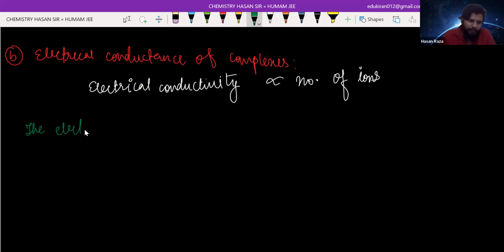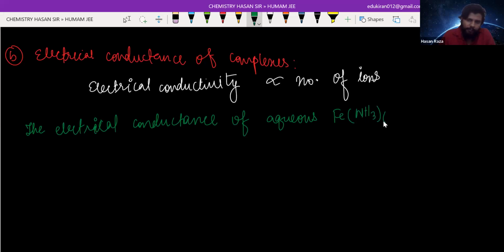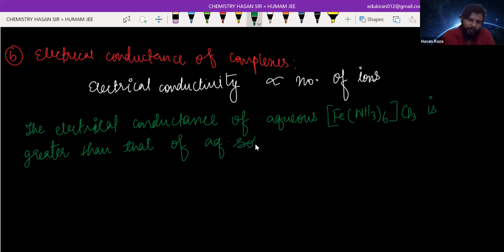This is the electrical conductance of aqueous Fe(NH3)6Cl3, which is greater than that of aqueous solution of Fe(NH3)5Cl2. Why is it so? So I'm going to show you. Very simple it is.